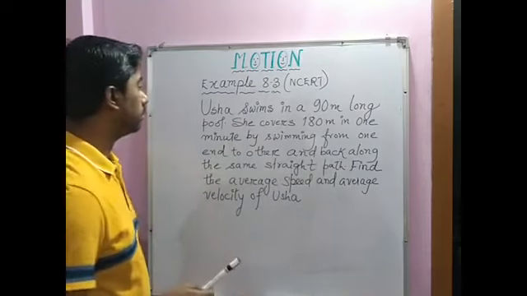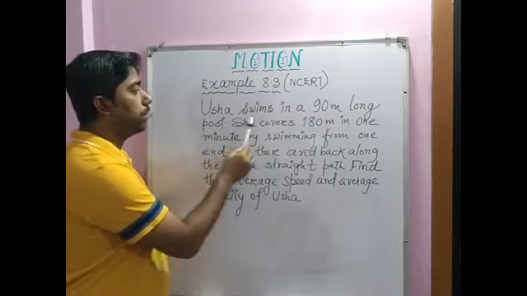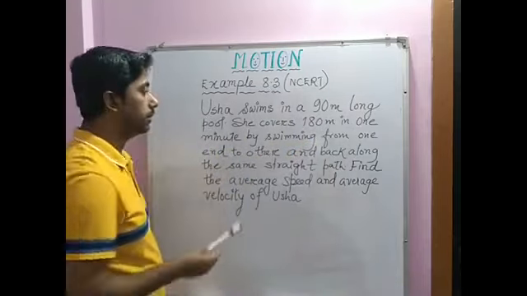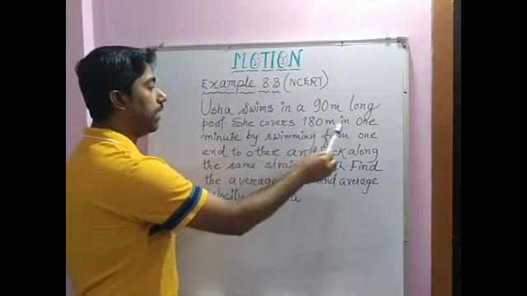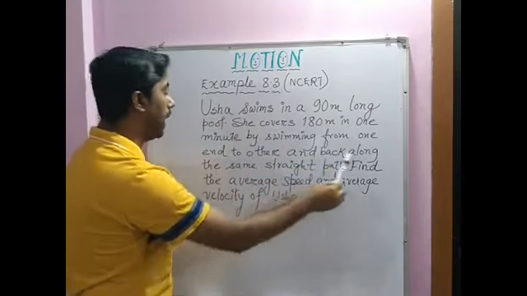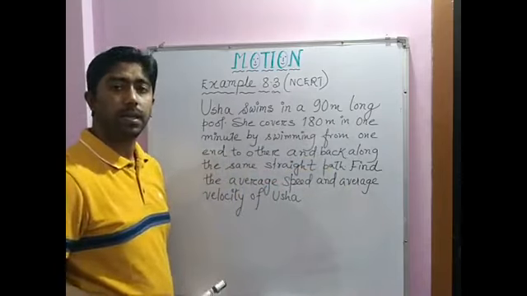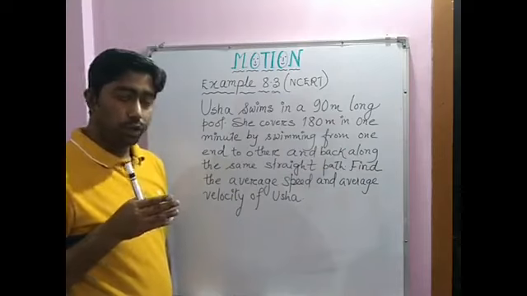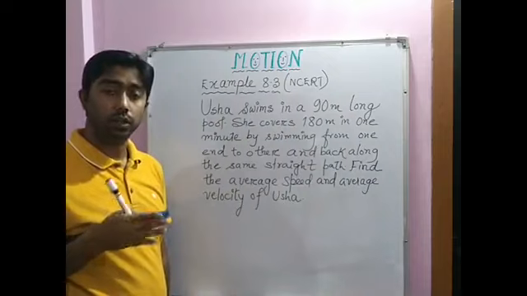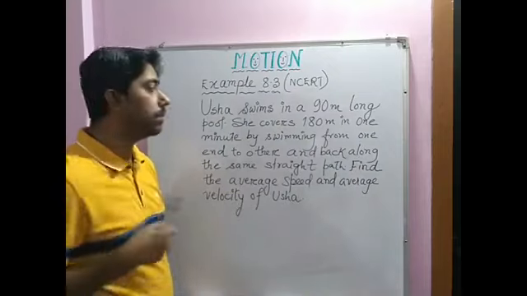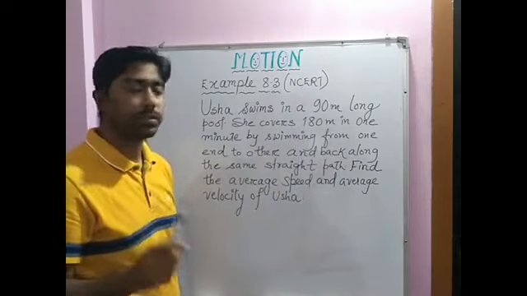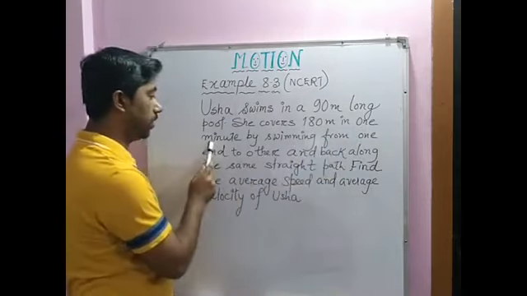So read the question. Usha swims in a 90-meter long pool. The length of the pool is 90 meter. She covers 180 meter in 1 minute by swimming from one end to other and back along the same straight path. That means she goes straight 90 meter and then comes back straight 90 meter. So the total distance 90 plus 90 becomes 180. And to cover this total distance, she takes a time of 1 minute. It's in minute.